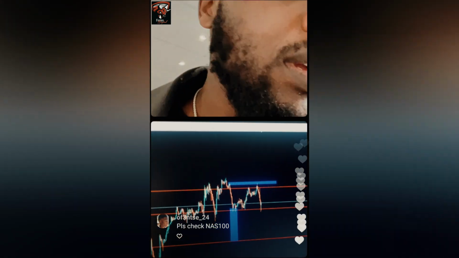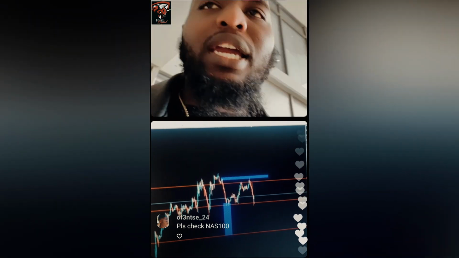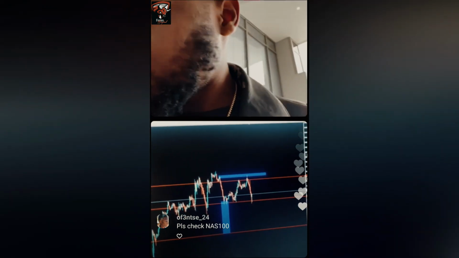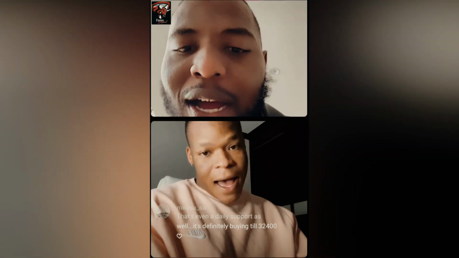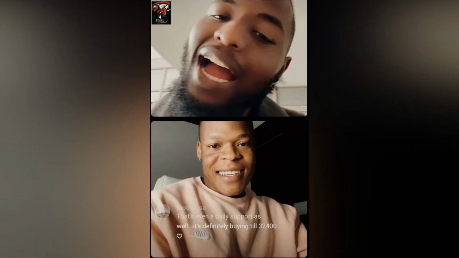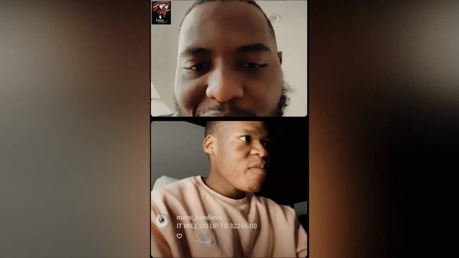Let's see the head and shoulder, the inverse. Yeah, the inverse head and shoulder. Oh yeah, 4 hour. We go near the 4 hour. So I saw, obviously, the higher the time frame, the stronger it is, you know?